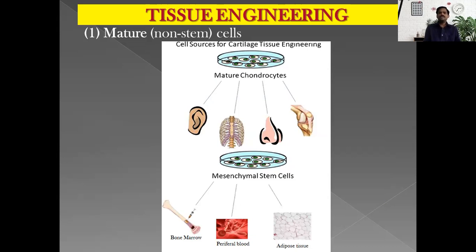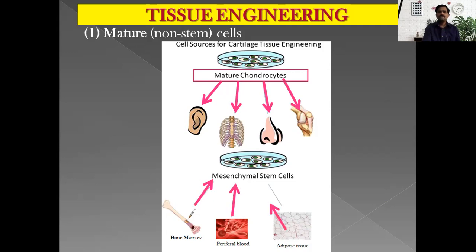Suppose we have to regenerate the cartilaginous tissue. For this purpose, we can regenerate the cartilaginous tissue through mature chondrocytes. Means if we get the mature chondrocytes, we can incorporate them in the scaffold with its growth factor, and we can regenerate the cartilaginous tissue, for example, ear pinna, ribs, nose, and the joints. But the question is from where we can get the mature chondrocytes. We can get the mature chondrocytes from mesenchymal stem cells. And the sources of mesenchymal stem cells are the bone marrow, peripheral blood, and the adipose tissue.